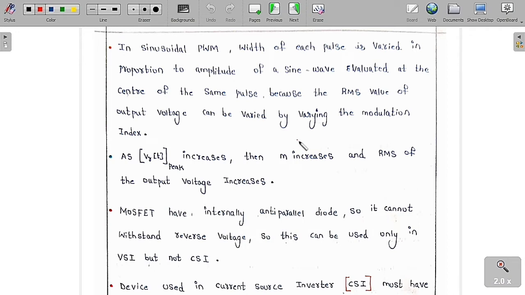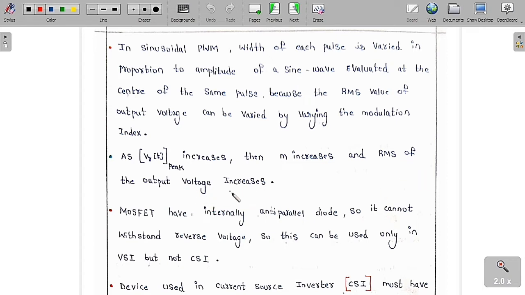index. Modulation index M is equal to Vm by Vc, where Vm is the peak value of the reference signal and Vc is the peak value of the carrier signal. As Vm, the peak of the reference, increases, then M increases and the RMS value of the output voltage increases.